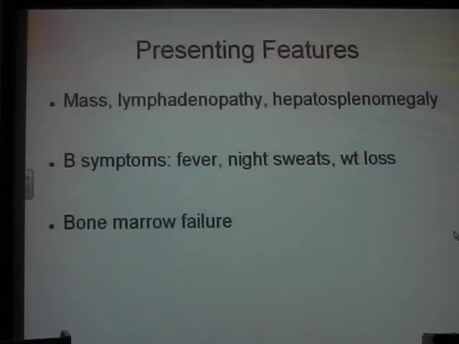Okay, how will lymphoma present? So masses, lymphadenopathy, which can spread into your liver and spleen, hepatosplenomegaly. In addition, you get these B symptoms, so systemically unwell. And finally, you can get bone marrow failure.